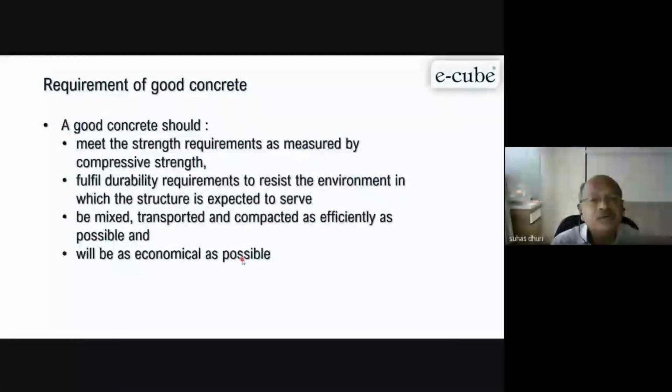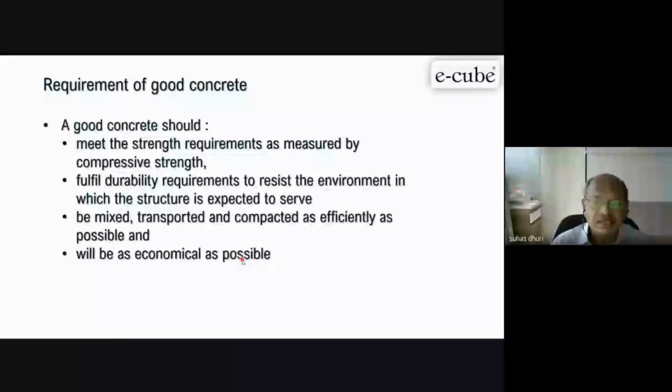What's a good requirement of good concrete? It meets the strength requirement as measured by the compressive strength, as everybody is aware. So that also we will discuss in detail about the compressive strength. Then it fulfills the durability requirement, as I discussed right now. That also will be covered in detail later on.